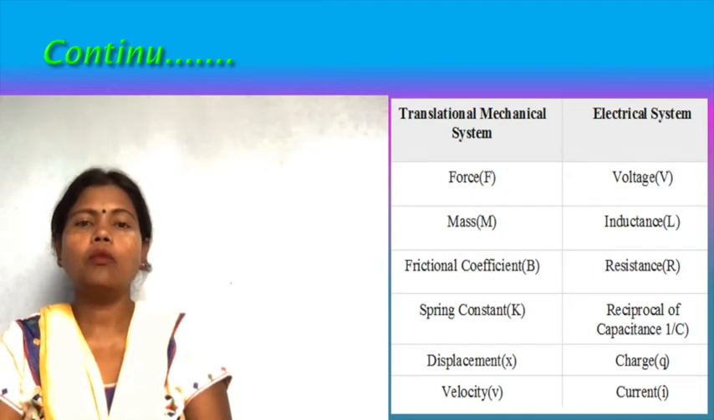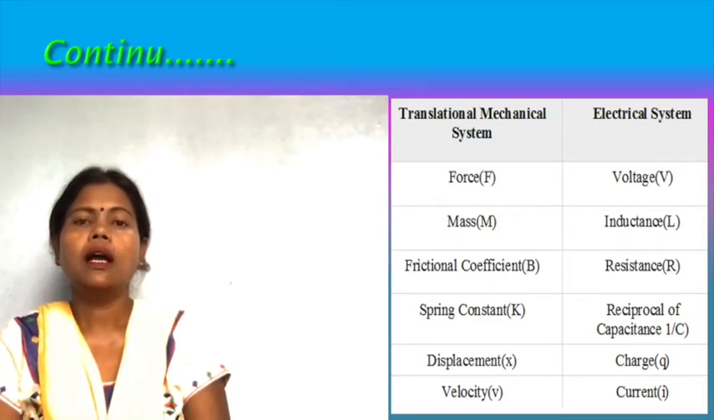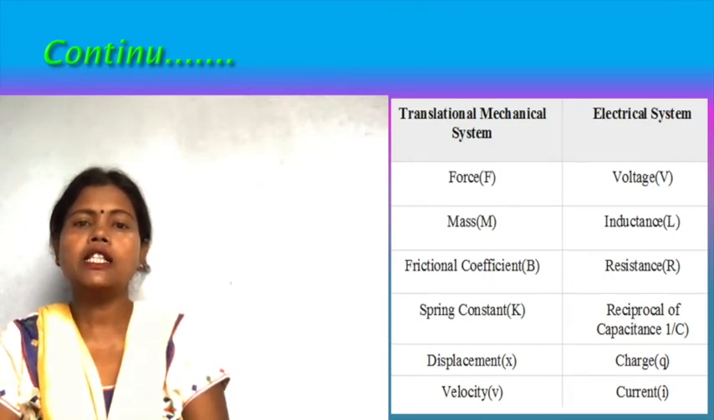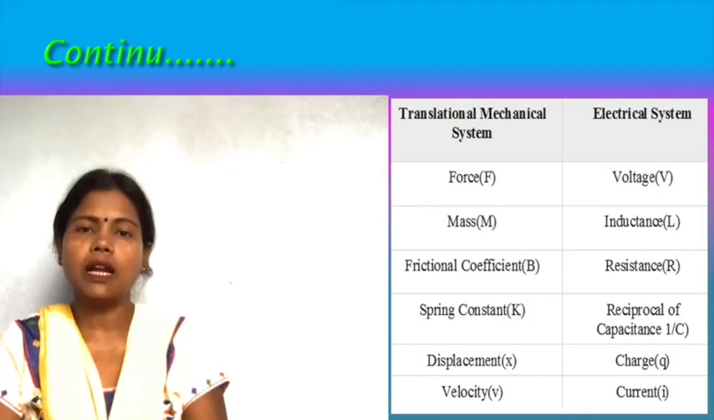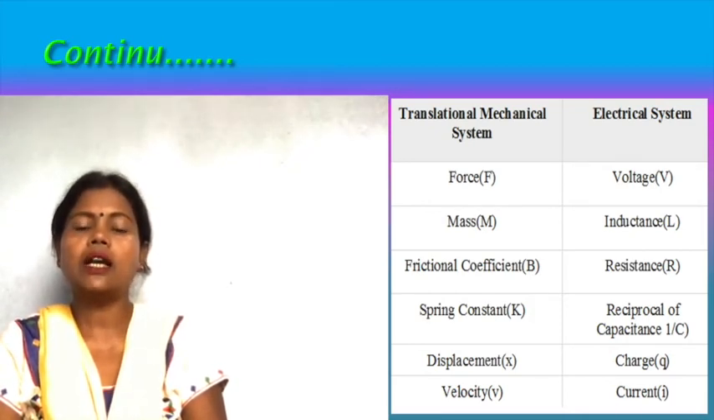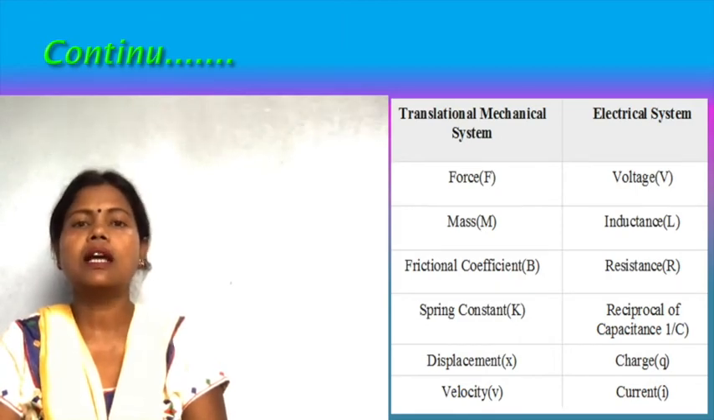Compare equations 1 and 3. We can note the mathematical similarity with respect to the following analogous parameters, mechanical system and electrical system. Force F is analogous to voltage. Mass is analogous to inductance. Friction coefficient B is analogous to resistance. Spring constant K is the reciprocal of capacitance, 1 by C. Displacement X is analogous to charge Q, and velocity is analogous to current.